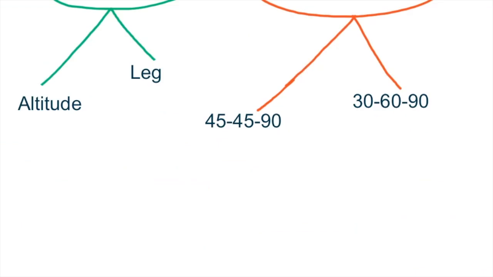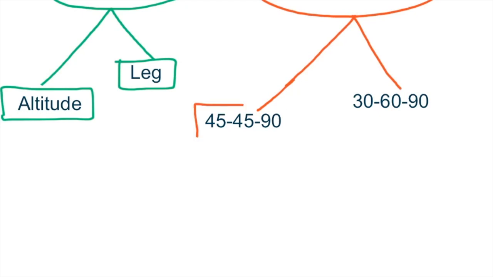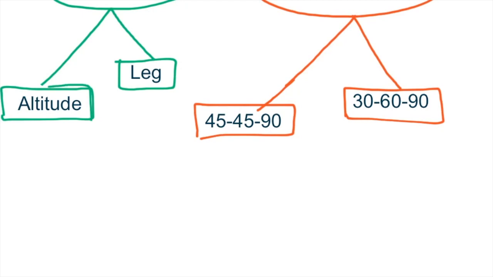Okay, so here are the four different categories. The two categories that fall under the geometric mean are the altitude theorem and the leg theorem. The two categories that fall under the special right triangles are the 45-45-90 and the 30-60-90. The first thing we're going to recap is the altitude theorem regarding the geometric mean.